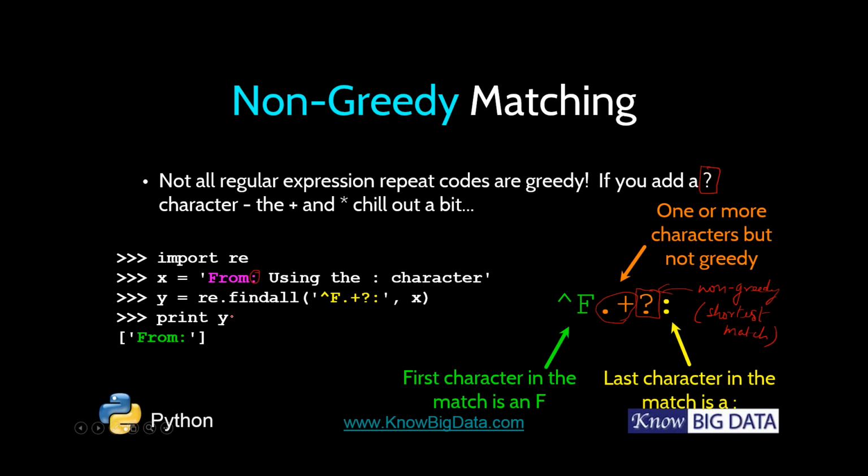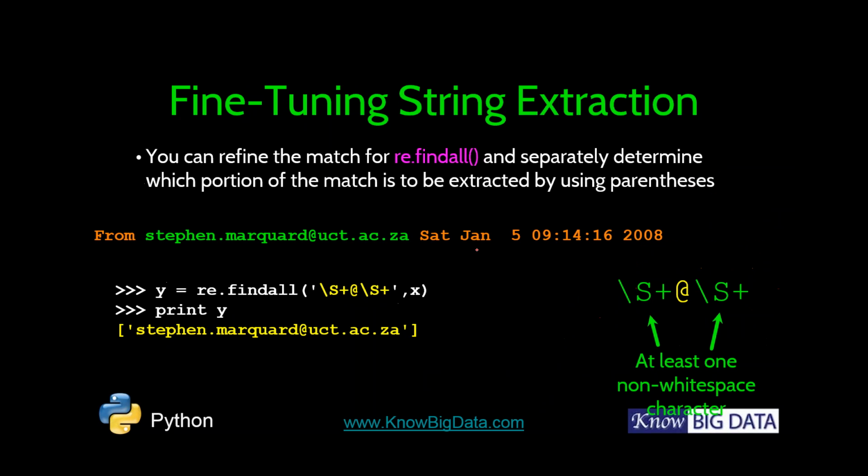Yeah. So greedy and non-greedy, right? Okay. So let's see about fine-tuning our search. Remember, we had used a string find method to figure out the incoming mails. So we have taken the same example over here. You can refine the match for findall and separately determine which portion of the match is to be extracted by using parentheses.